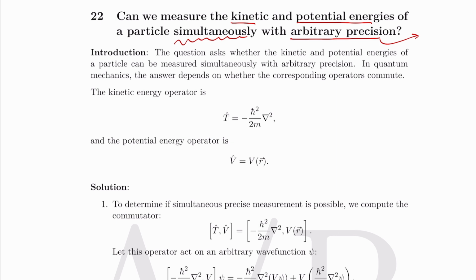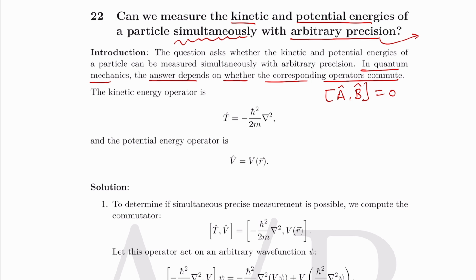So you know that in quantum mechanics, the answer to such a question depends on whether the corresponding operators commute or not. If the corresponding operators commute, then you have one simple answer: if any operator A and operator B are commuting, then they can be measured or observed with infinite or arbitrary precision at the same moment. So let us try to find if they are commuting or not.